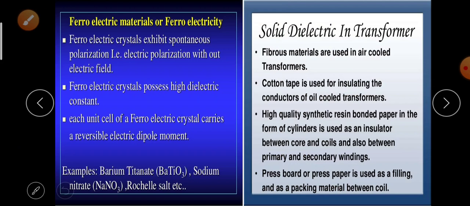Solid dielectrics in a transformer. Fibrous material is used in air-cooled transformers. Cotton tape is used for insulating the conductors of oil-cooled transformers. High-quality synthetic resin bonded paper in the form of cylinders is used as an insulator between core and coils, and also between primary and secondary windings. Press board or press paper is used as a filling and as a packing material between coils.